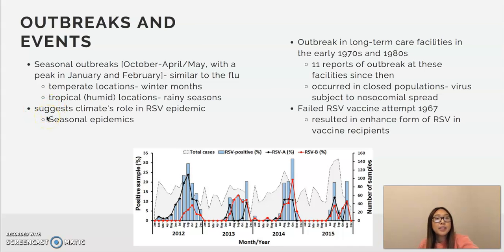And there have been outbreaks in long-term care facilities in the past, with various reports of outbreaks in nursing homes. And this is partly due to the close populations of these individuals where the virus is subject to nosocomial spread. In addition to this, there was a failed RSV vaccine attempt in 1967, which resulted in an enhanced form of RSV in vaccine recipients, where the recipients actually died from the vaccine.